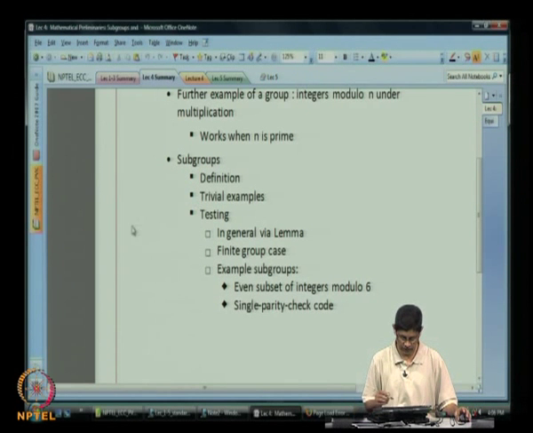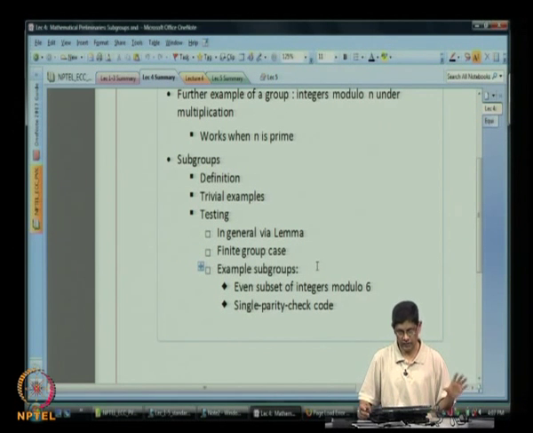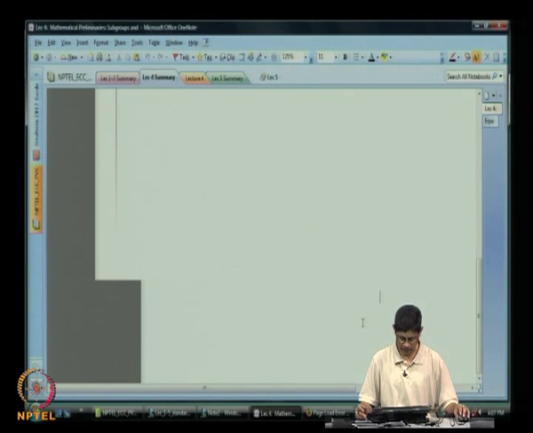Then after the definition, we went on to talking about the trivial cases of a subgroup. Then we talked about how you test for the presence of a subgroup without actually going through all the axioms of the group itself. We came up with a simple test, and then we simplified this further for the case of finite groups. We looked at some example subgroups, the subset of the integers modulo 6 that are even, and also the single parity check code. We saw that both of these are examples of subgroups.